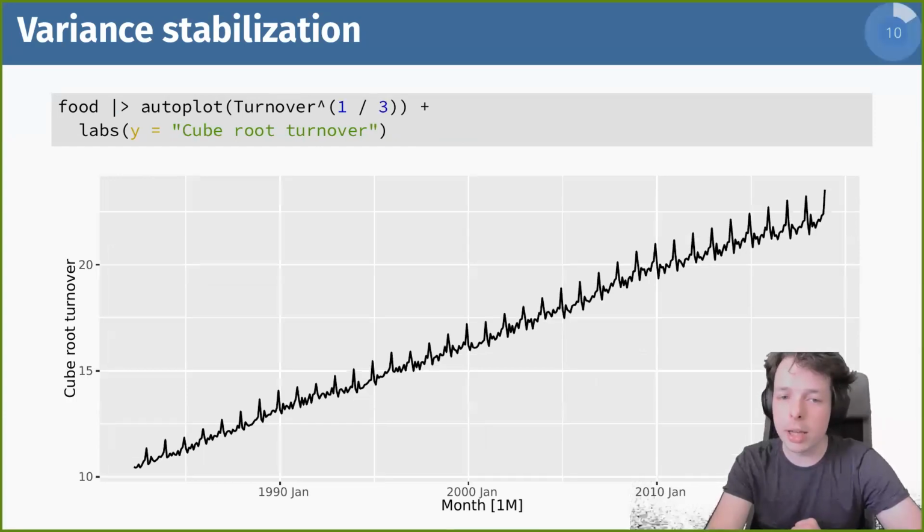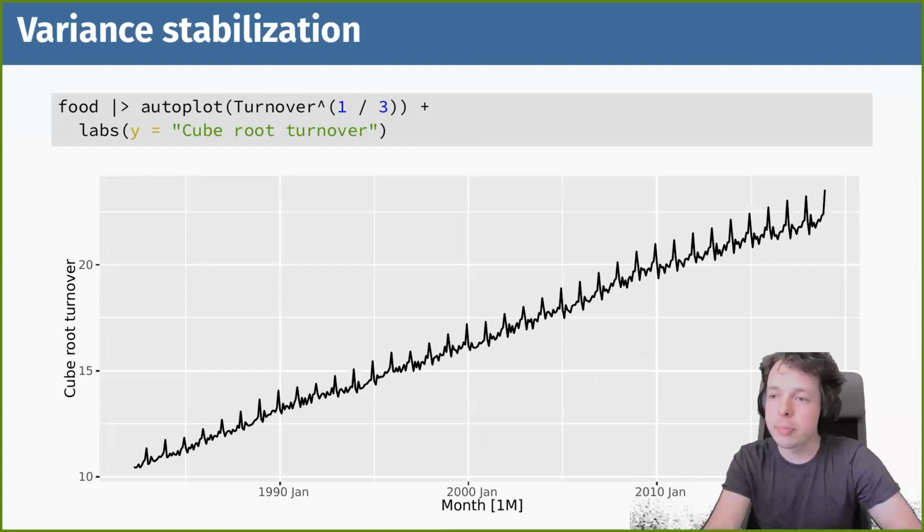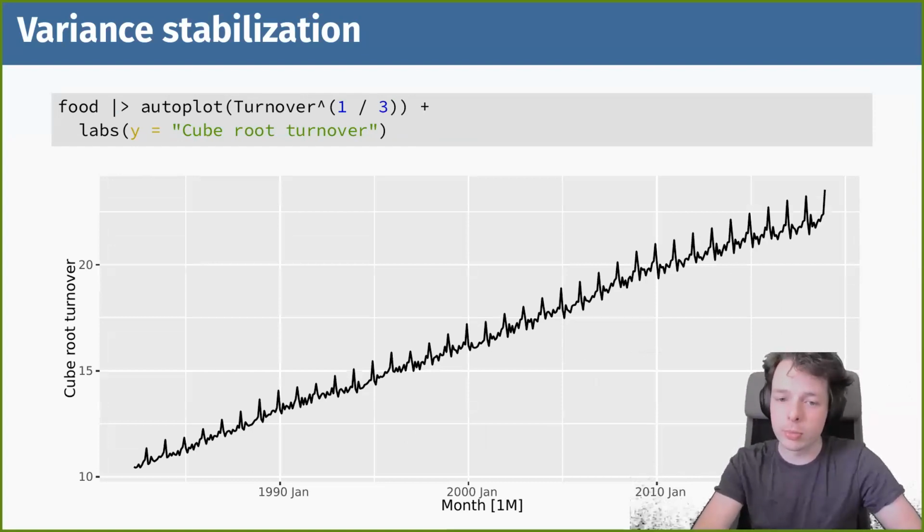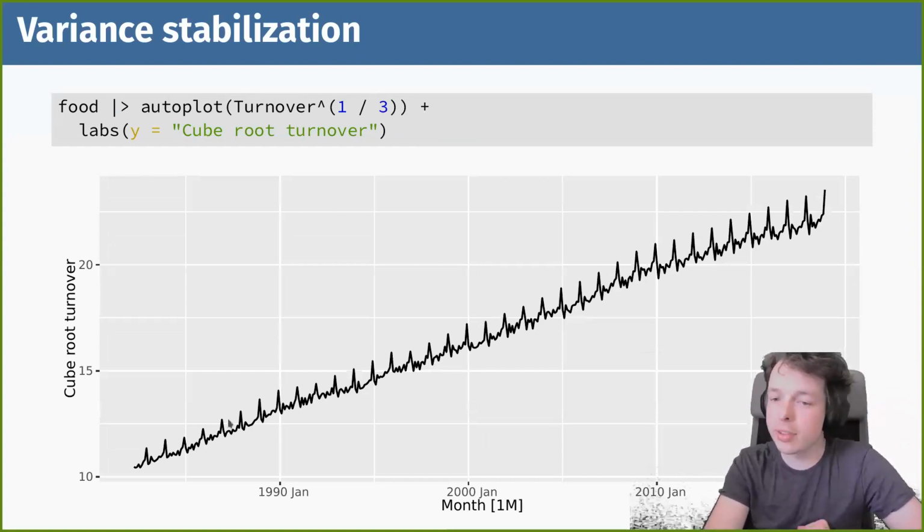What if I applied a stronger transformation? Instead of a square root, I'm now using a cubed root. You can see now it's even closer to having the same shape. It looks more like an additive time series now, doesn't it?